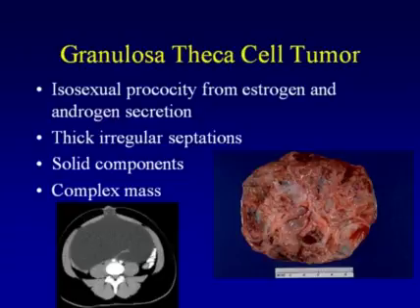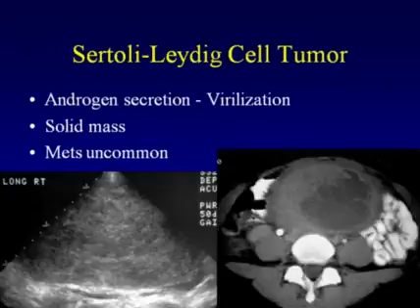With granulosa thecal cell tumors, they may have estrogen or androgen secretion. Typically by ultrasound, you'll see thick, irregular septations with solid components. They're fairly complex. Sertoli-Leydig cell tumors typically have androgen secretions, and they more commonly have a solid presentation, can also be quite large, and rarely have metastasis.